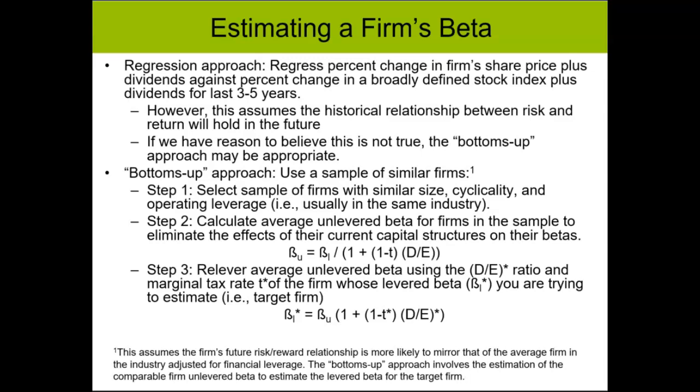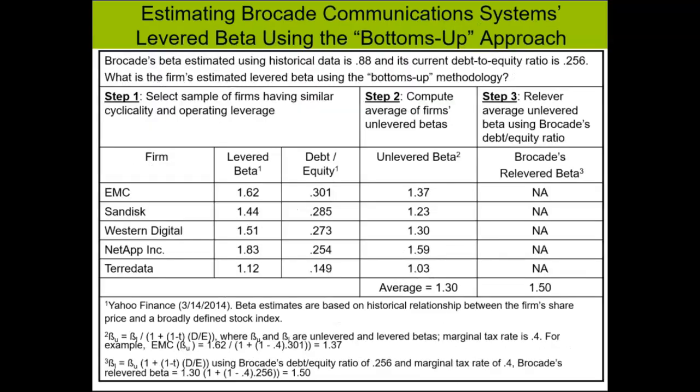So let's see an example of estimating Brocade Communication Systems' levered beta using the bottom-up approach. So you have step 1. We select a sample of firms having similar cyclicality and operating leverage. And then in step 2 we compute the average of the firms' unlevered beta. And then step 3 is to re-lever the average unlevered beta using Brocade's debt to equity ratio. And then get the beta for Brocade.